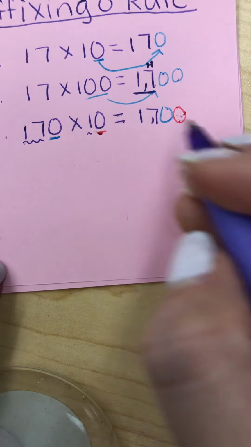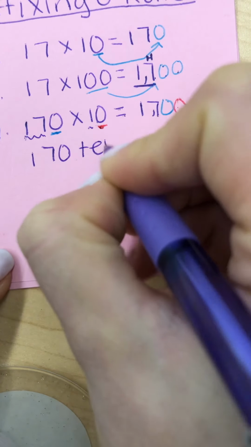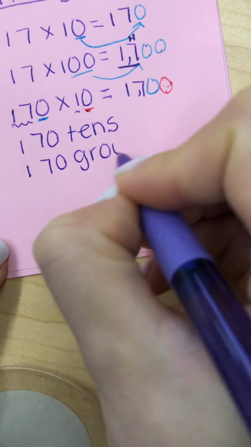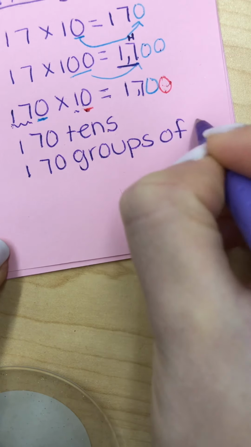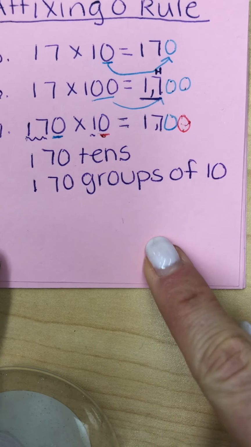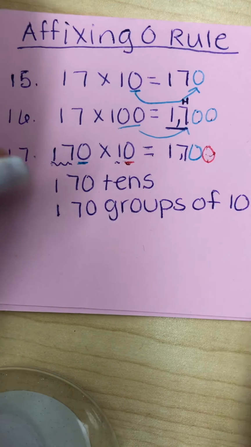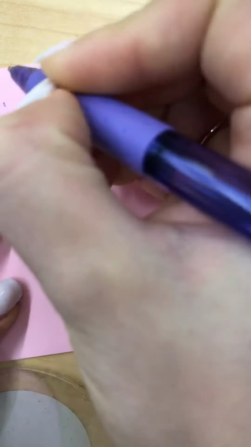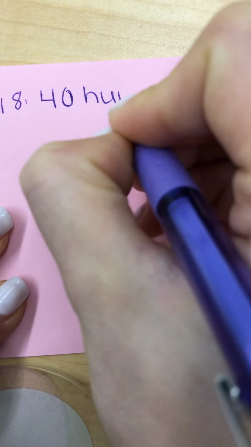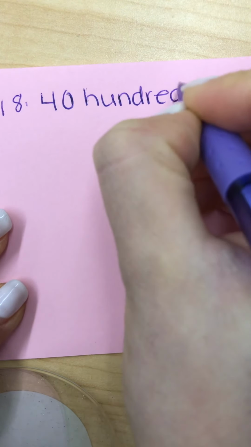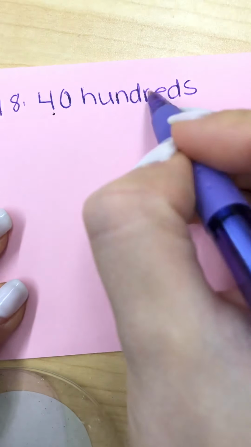So that would be the same as saying we have 170 tens, or 170 groups of 10. That's going to help us transition into the next section of this worksheet. Once you feel like you have the hang of the affixing zero rule, let's practice taking numbers, this is number 18, that have numbers and words like that. So we just talked about 170 tens. Now let's do 40 hundreds.